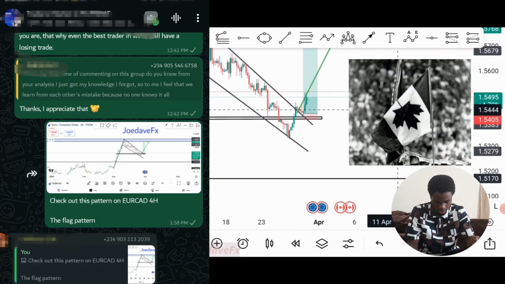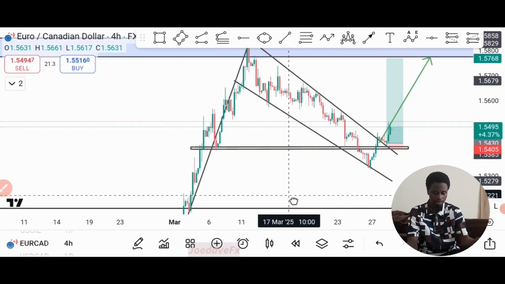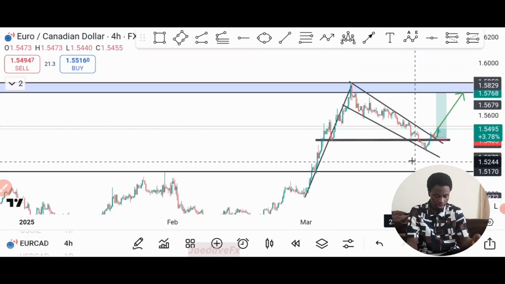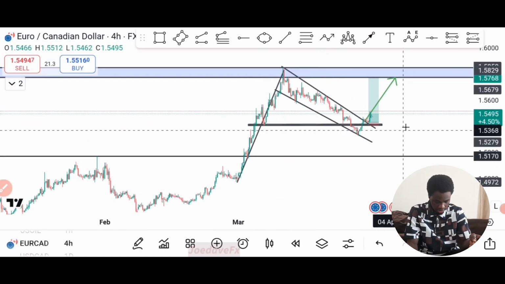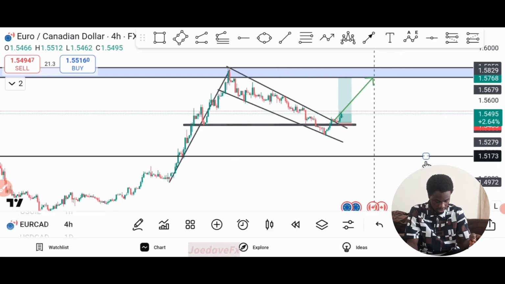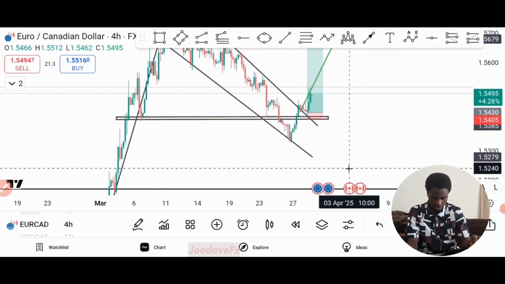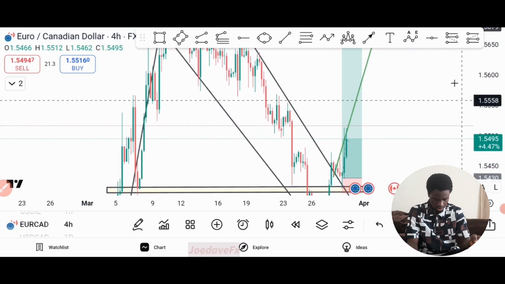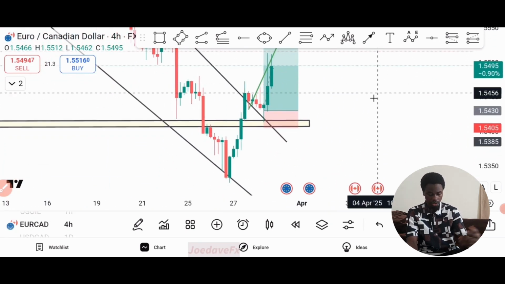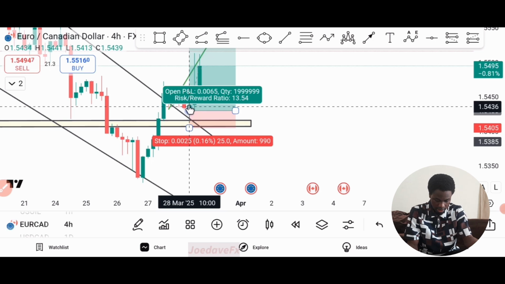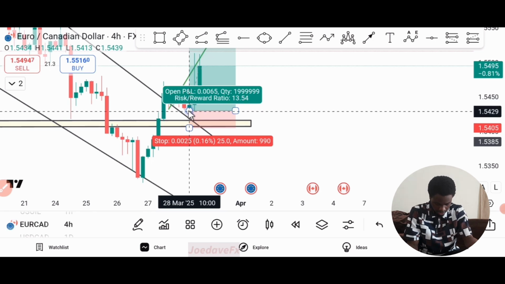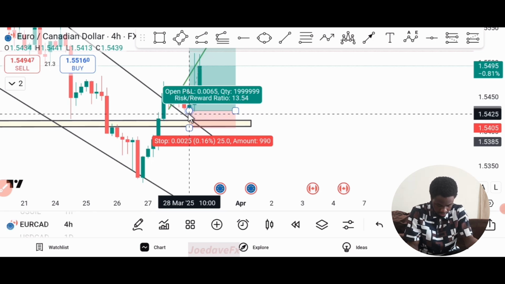You can see a flat pattern forming on the EURCAD. This is the lower time frame. You can see that I've explained, so I got in this trade right about here. Let me just show you guys. So you can see here, I'm on this trade right about here. You can see at the pullback of this candle, that was where I got in. I got in with, I think, the 30 minutes time frame.